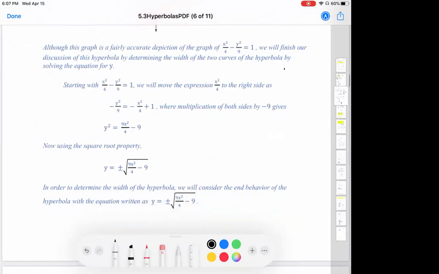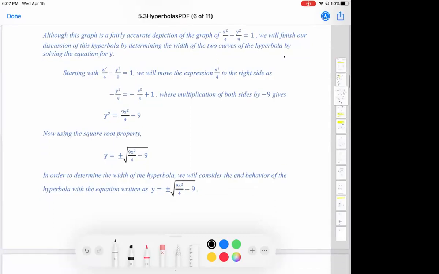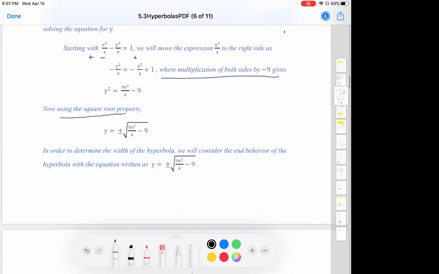Starting with x squared over 4 minus y squared over 9 equals 1, we will move the expression x squared to the right side, so it has minus this number on both sides. And we multiply by 9 so we can get y by itself, so we multiply by -9 on both sides. Now we use the square root property.